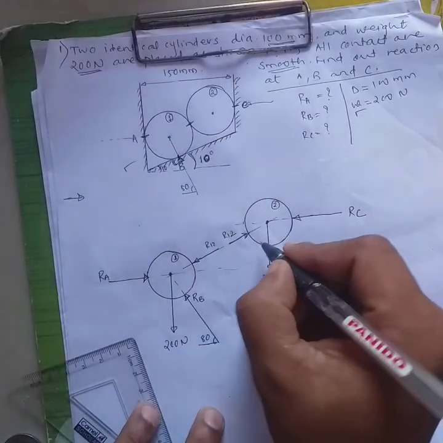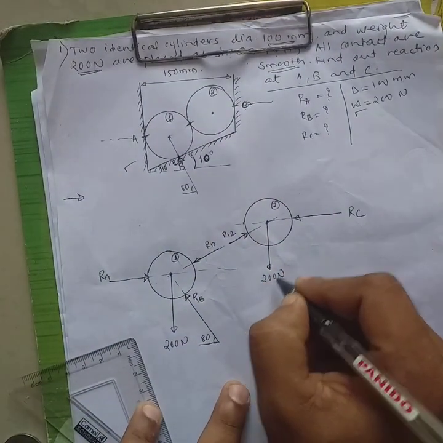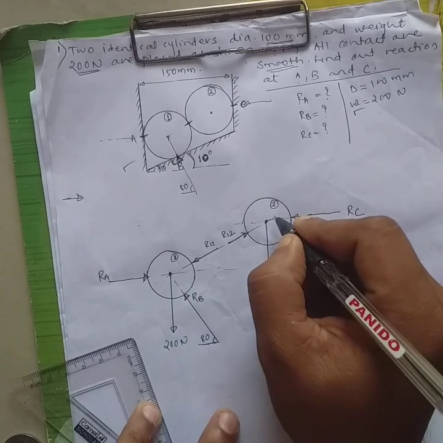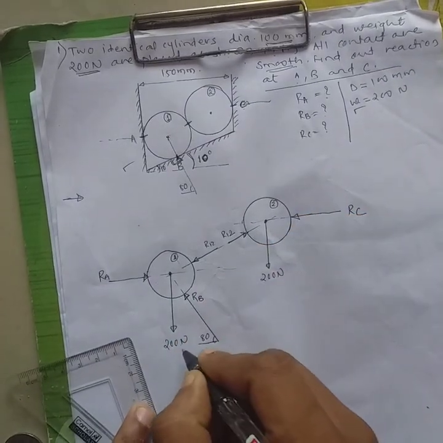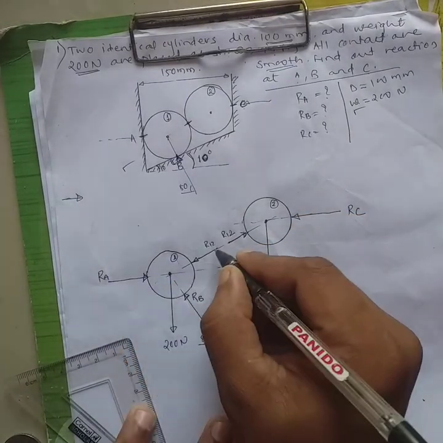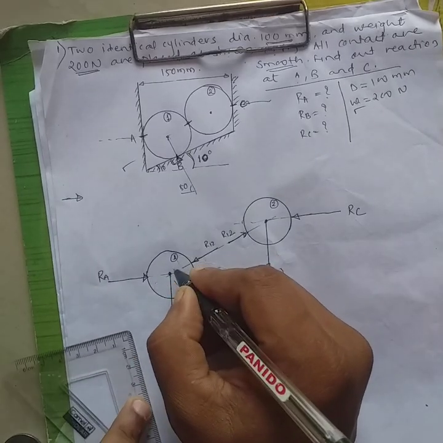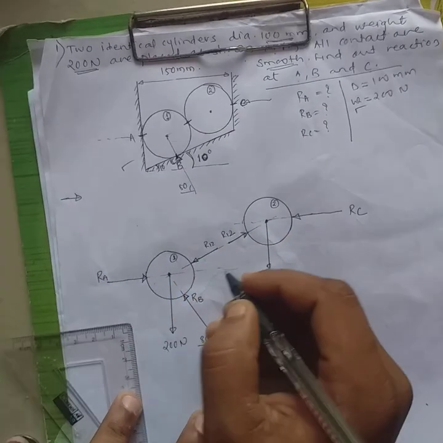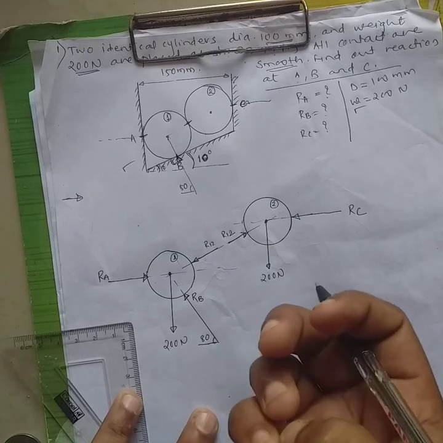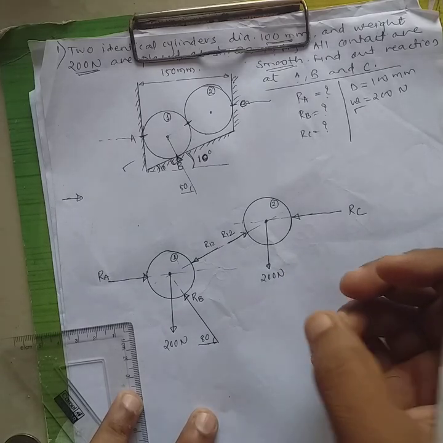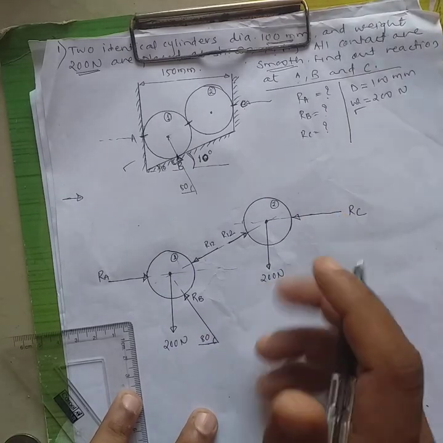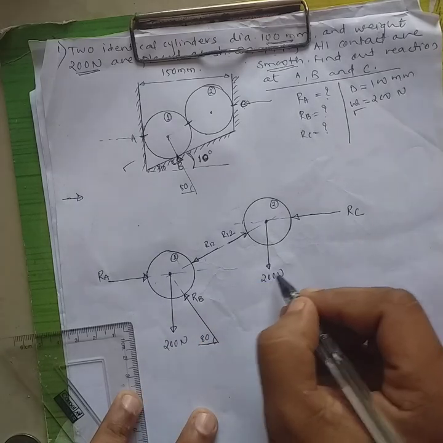Okay, so R12, RC and 200 Newton, three forces are acting at cylinder 2, and 200, RB, RA and R12, four forces are acting on cylinder number 1. But what is important now is the magnitude of the force and the angle with respect to the x-axis. So each angle is given.